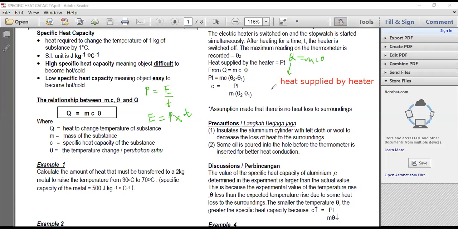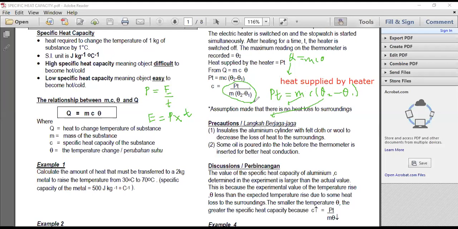So it becomes PT equals MC theta, where theta is the final temperature, theta 2 minus theta 1. So what you do is bring theta 2 minus theta 1 and M down, and that's how you get this formula. The specific heat capacity is PT over M times theta 2 minus theta 1.